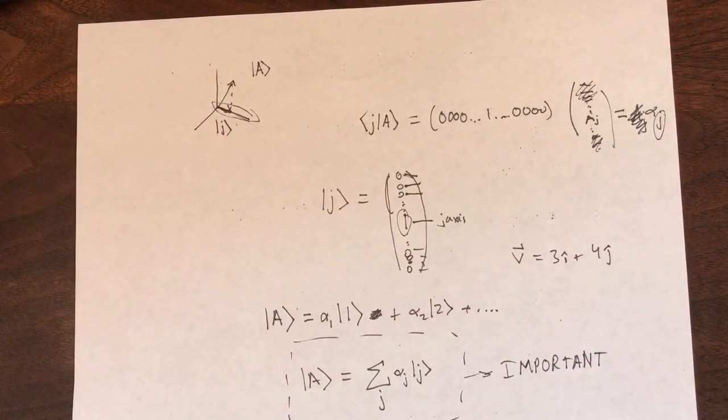Alright, next time we're going to show you how these ket and bra vectors can be used to calculate measurements for spin that we talked about last time.